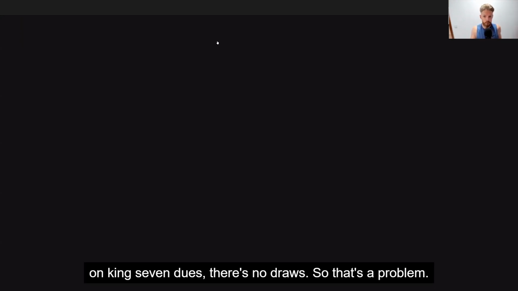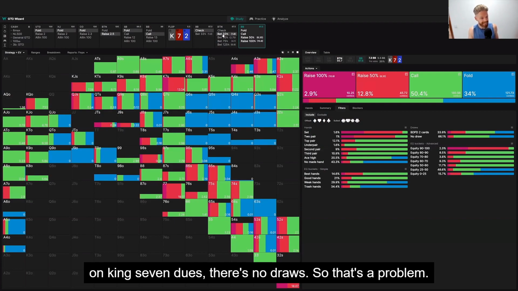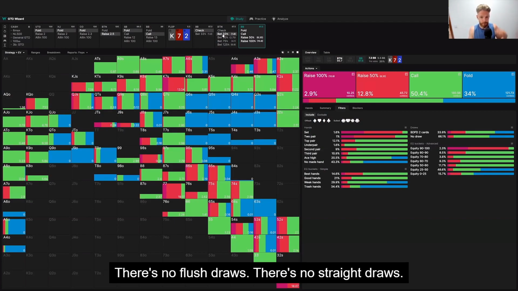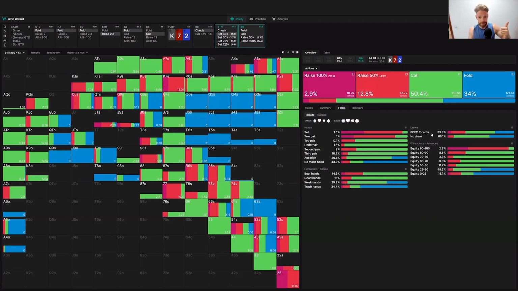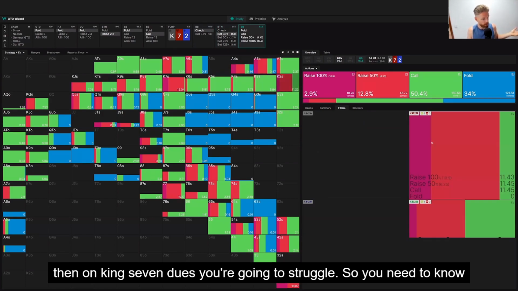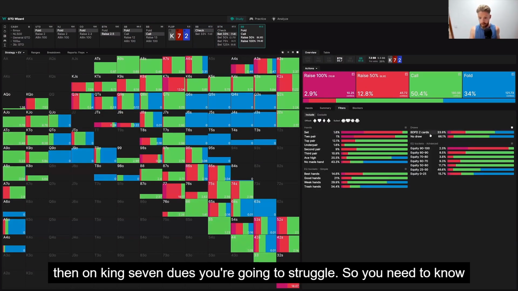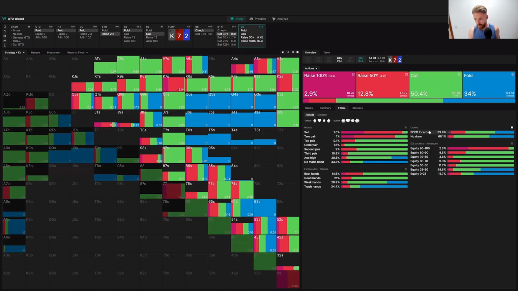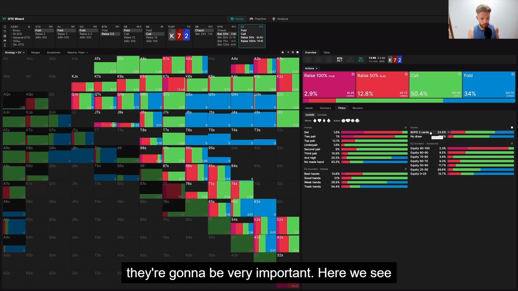Well, on King 7 deuce, there are no draws. That's the problem. There are no flush draws, no straight draws. So if you're used to check raising equity, then on King 7 deuce you're going to struggle. You need to know what comes below that. And you get the backdoor flush draw with 2 cards. They're going to be very important.